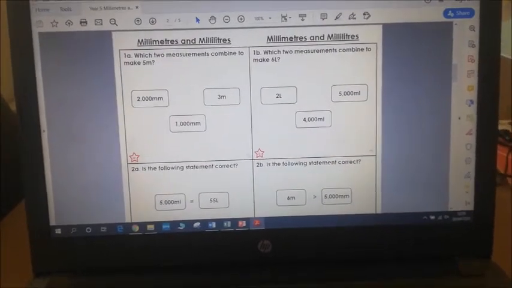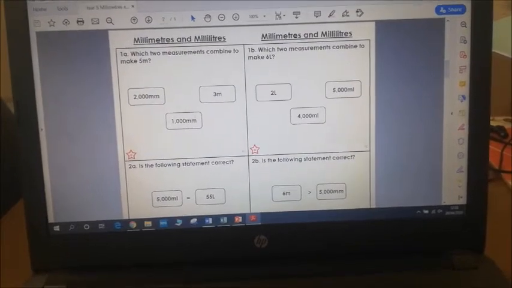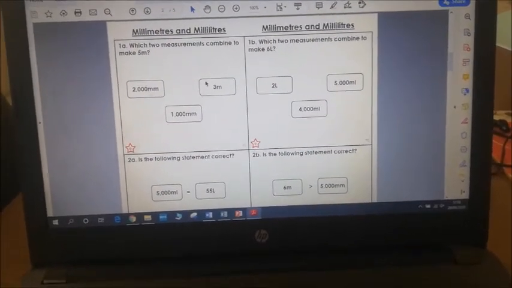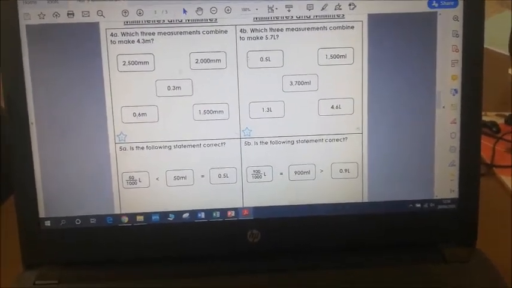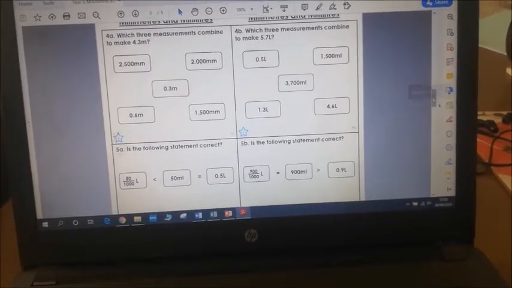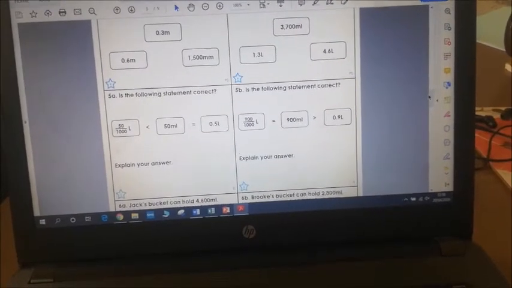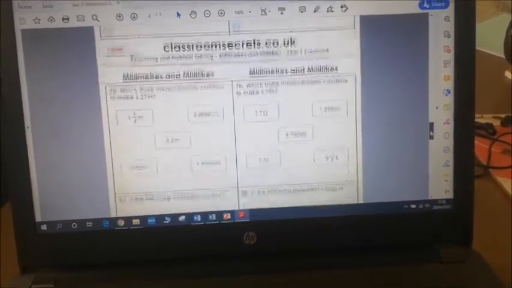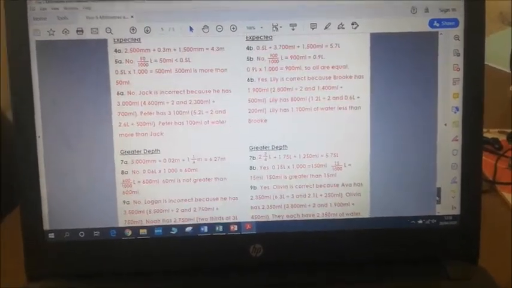Here, reasoning problem solving. Which 2 measurements combine to make 5 metres? You need to work that out. It's all about converting the units and showing all your workings out. Mega hot here. Which 3 measurements combine to make the total? Is the following statement correct? Yes, no, why? It says explain your answer, so really go into detail. Show us that you know exactly what you're doing. And are you nuts down here as well? Once you've done all of that, do not forget to mark your work.